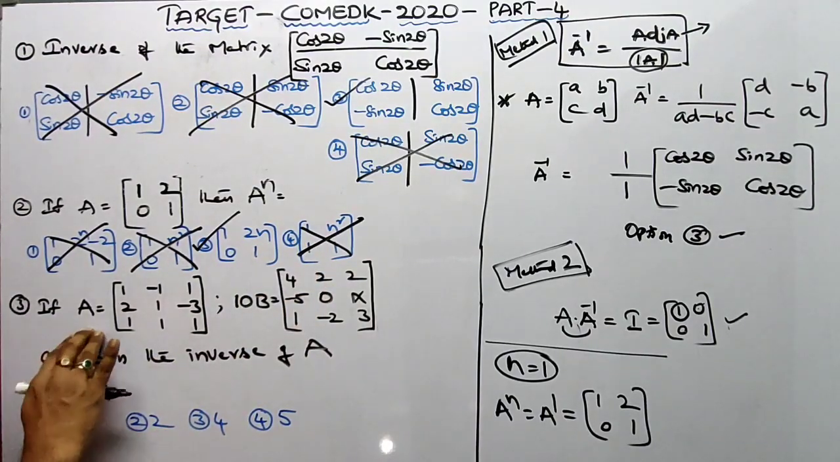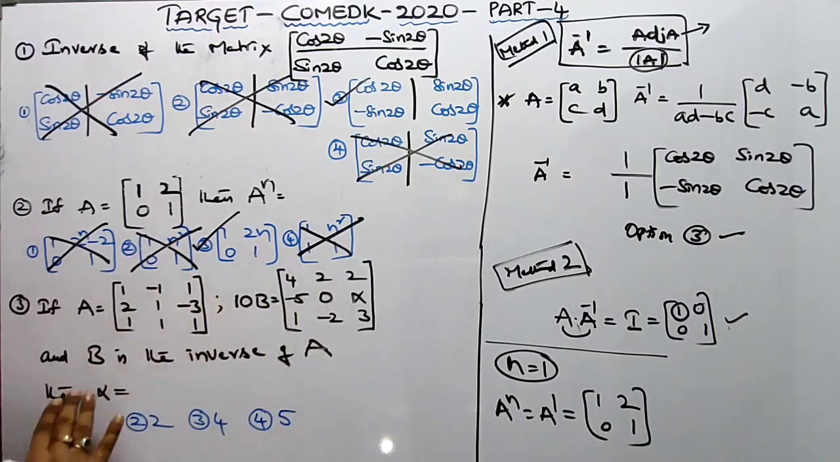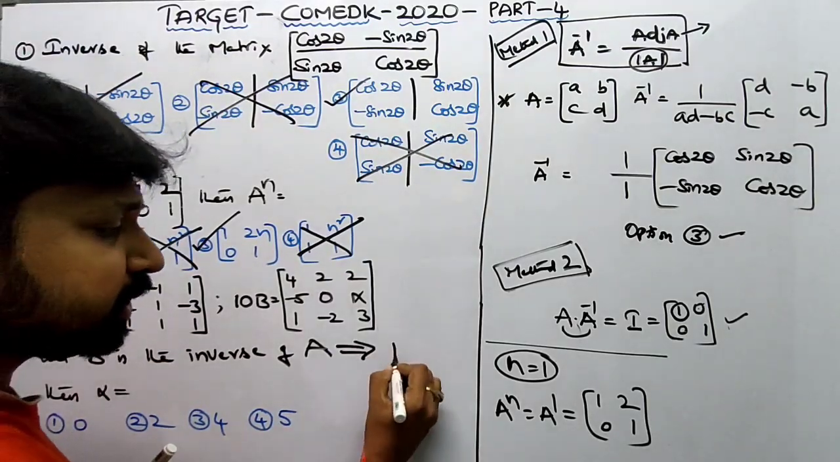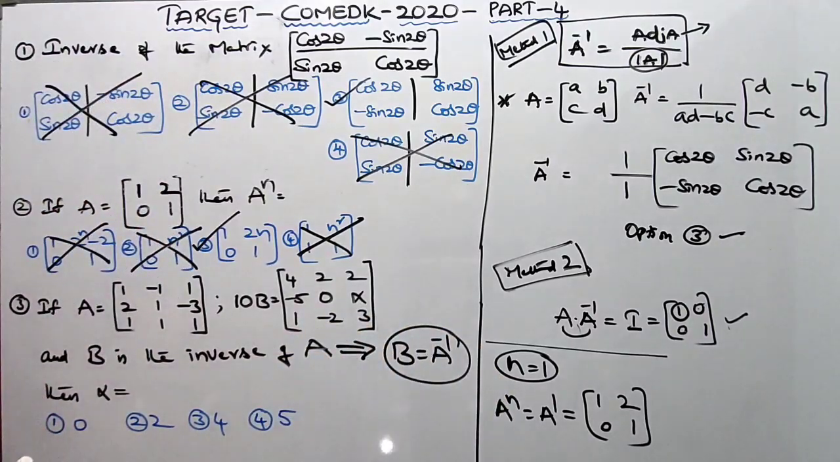Coming to next, if A equals the matrix 1 minus 1 1, 2 1 minus 3, 1 1 1, and 10B is given, friends. Also given B is the inverse of A. So B is the inverse of A means what is the meaning, friends? B is equal to A inverse, given. So based on this concept only we are going to evaluate this sum, friends.